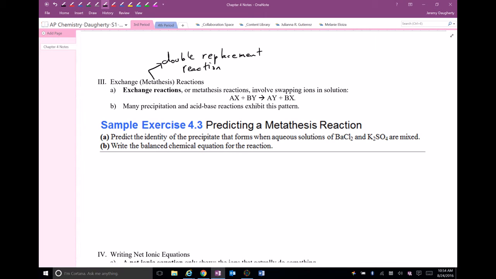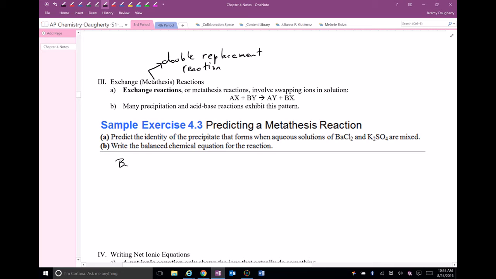A lot of the reactions that we run into are just double replacement reactions. So let's try this with barium chloride and potassium sulfate. It says, predict the identity of the precipitate that forms when aqueous solutions of barium chloride and potassium sulfate are mixed. So let's write the whole reaction.